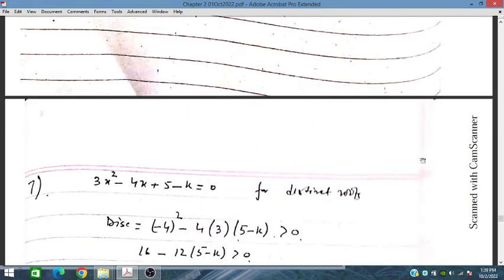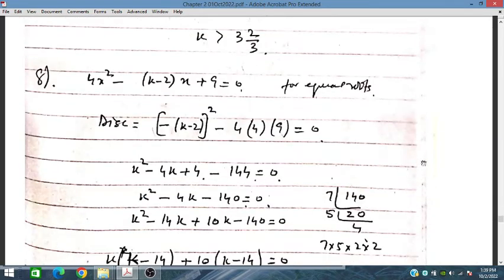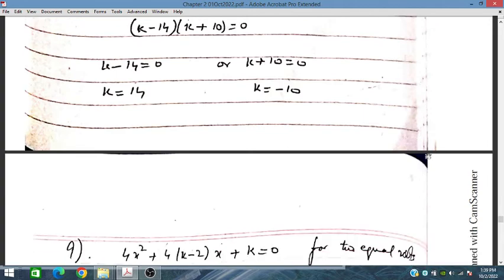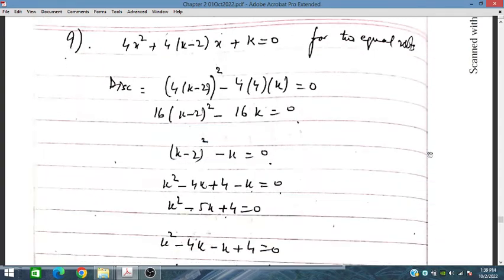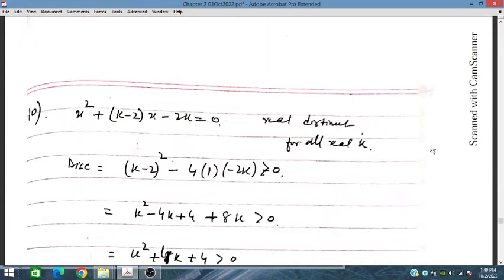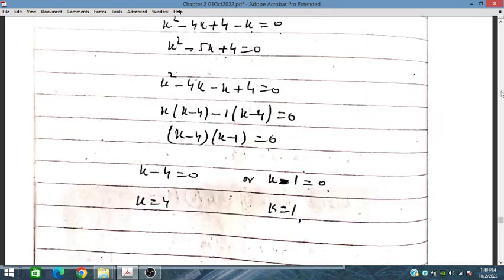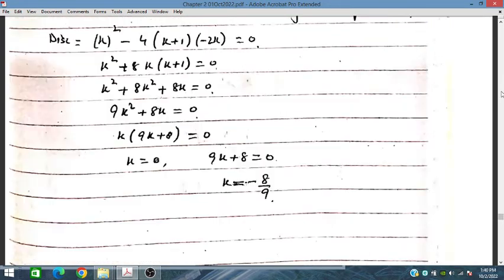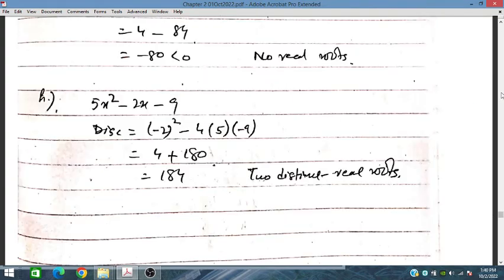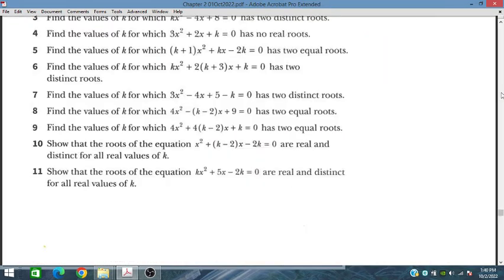For problem 7, problem 8, problem 9. So let's go for problem number 10. For problem 9. Problem number 9. Let's go for problem number 9. Find the value of k for which this has 2 equal roots.